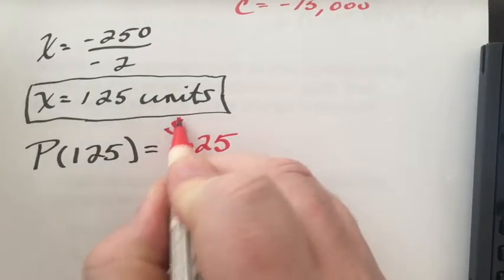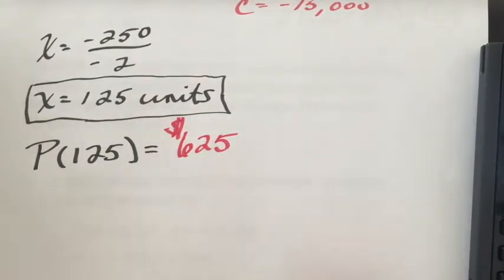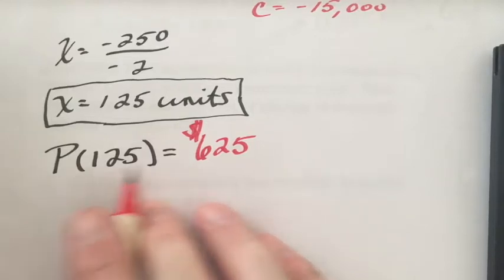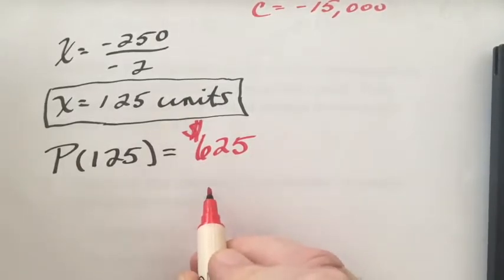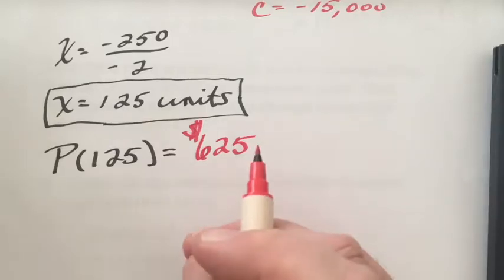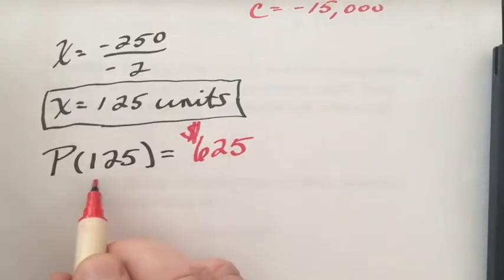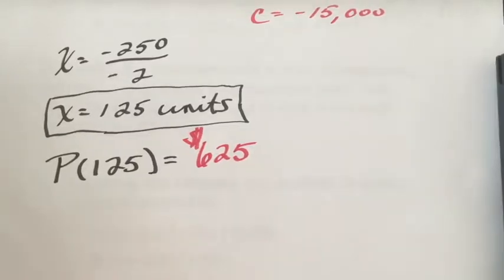And so when we come back here, we write 625. We're going to put dollars, right? And if this was a test, we would write a summary sentence. The maximum profit is $625 daily, since if you go back to the original problem, it was a daily problem, at 125 units produced and sold. So that's the first part of the problem.